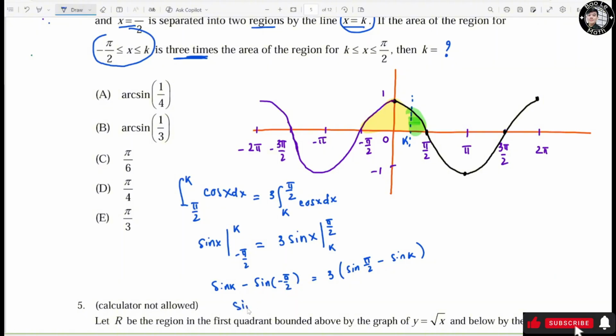So this one turns out to be sine(k) + 1 = 3 sine(pi/2) = 1. So it could be 3 minus 3 sine of k, right? So it's going to be 4 sine of k equals 2, right? Sine of k equals 1/2, right? Then k equals pi over 6. So the answer must be C.